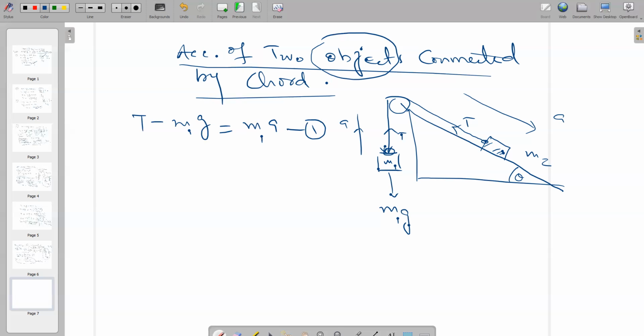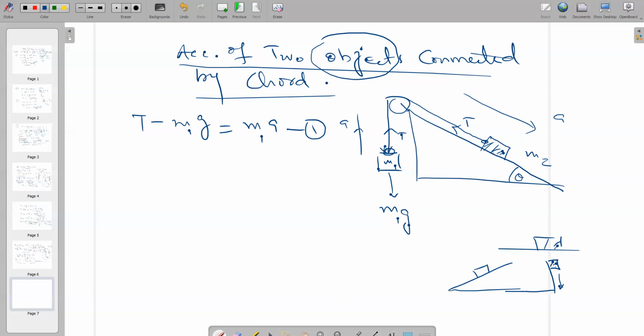Now we want to make the equation for this body. This body is not like this one. It is not falling like this one. But this body is placed on an incline.